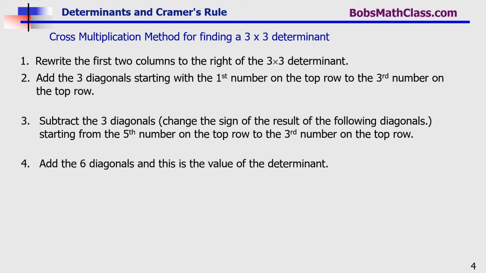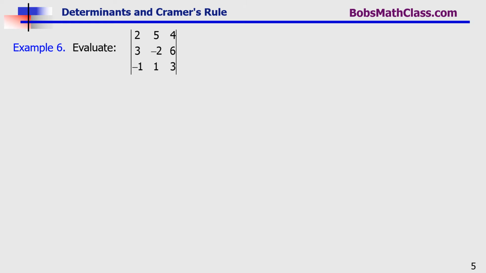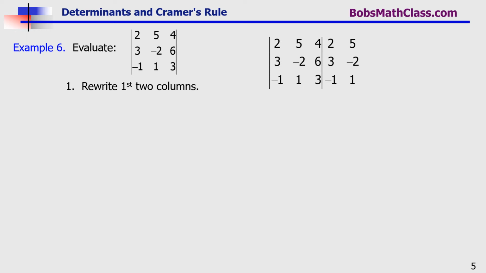Okay, and then we're going to add those 6 diagonals. So whatever we get, that's going to be the value of the determinant. Okay, here we go. So the first thing we're going to do is recopy it and recopy the first 2 columns to the right. There it is. So keep the first 3 columns just the way it is. But then the next 2, so now we have a total of 5 columns. We just recopy them to the right.